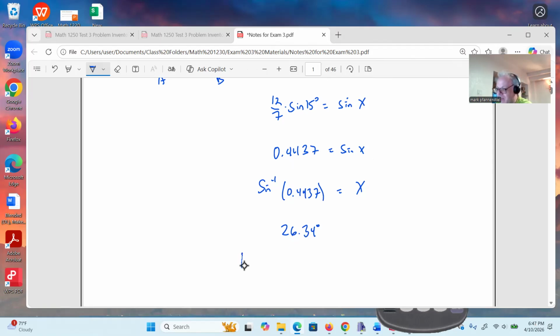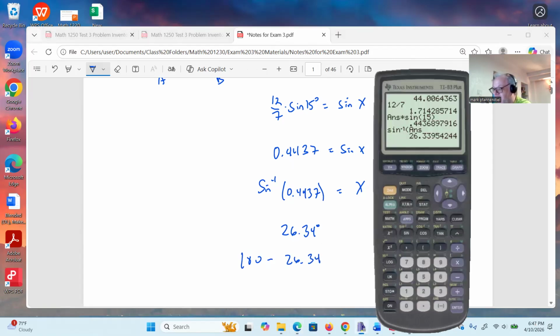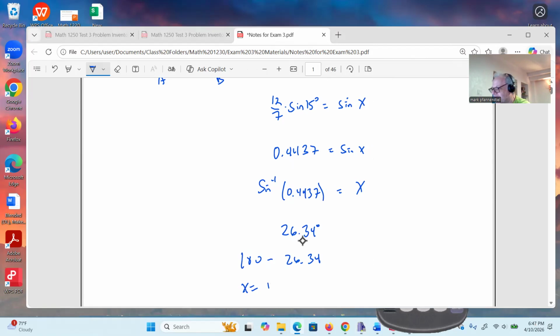So we have to take 180 minus 26.34, because we need the angle in the second quadrant. So 180 minus my answer equals 153.66 degrees. So my angle x is equal to 153.66 degrees. That's the answer I'm going to report.